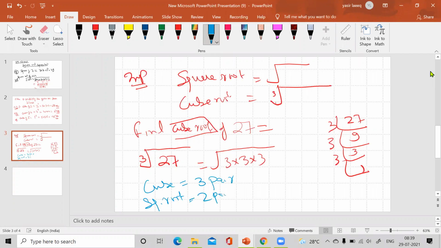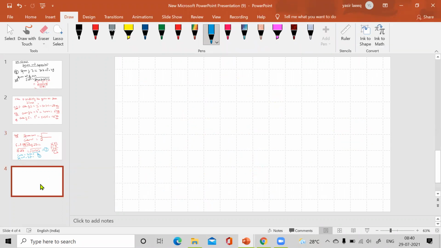Sir, can you tell one more example? Yes, I'm giving you. So in cube root we make a pair of 3 and take 1. Please tell me the difference between square root and cube root. In cube root, you have to make a pair of 3 and just pick one number. And in square root, we have to make a pair of 2 and pick one number.